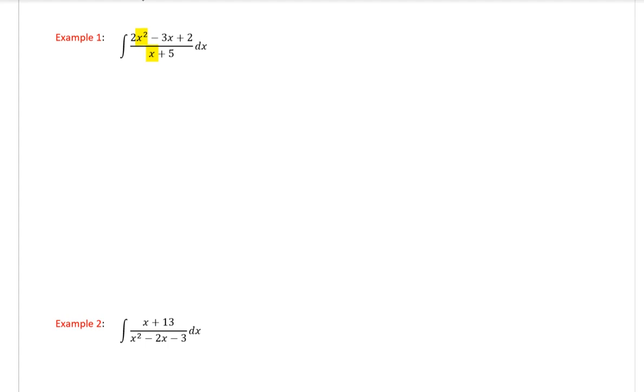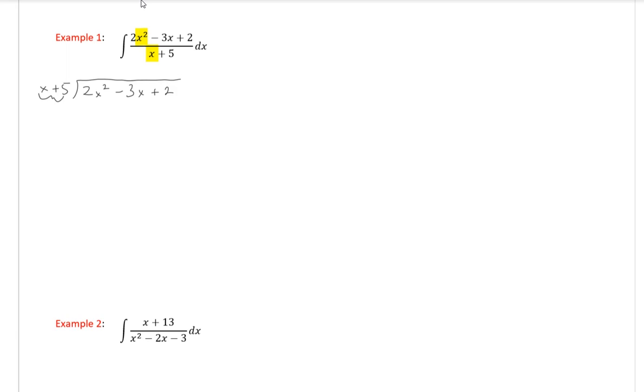So let's show how this would be done. Okay, so I'm dividing by x plus 5, so that's going to be outside of my long division. On the inside is the polynomial on top, 2x squared minus 3x plus 2. My goal is to see how many times x plus 5 fits into this expression. That way I can get some amount of that outside of the fraction, so that the numerator on top is just a simple degree less than x plus 5, so there's just a simple constant.